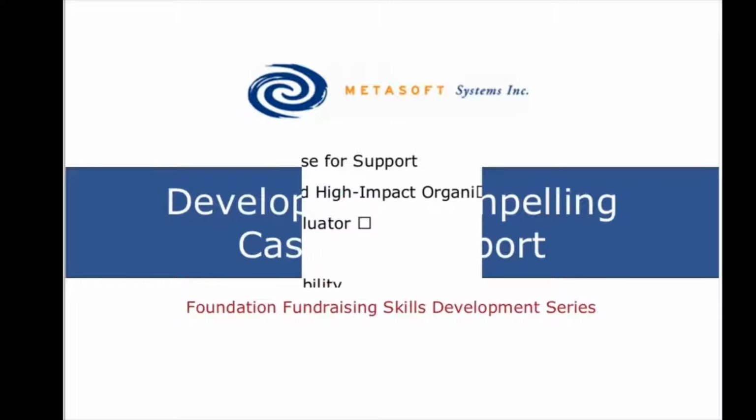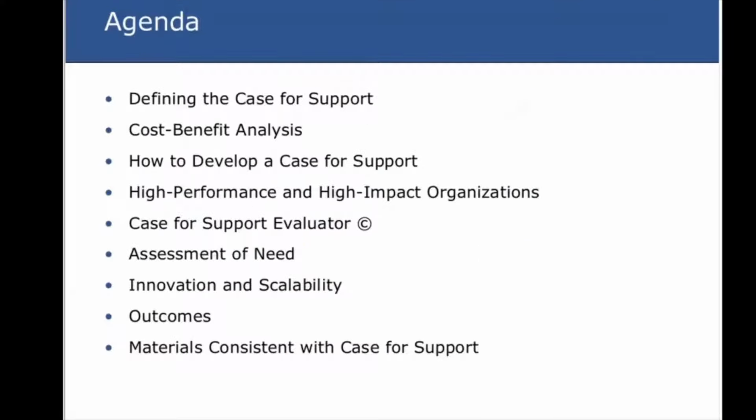So our agenda for today is to really dive deeply into the case for support. What is it? What are the costs and the benefits of doing it? How to actually develop the case for support. And the end result that you're looking for, which is to demonstrate that you are a high-performance, high-impact organization.